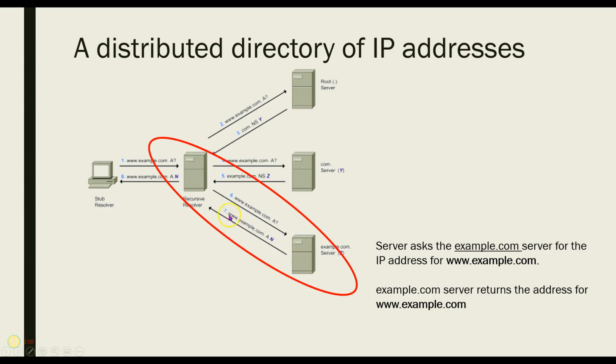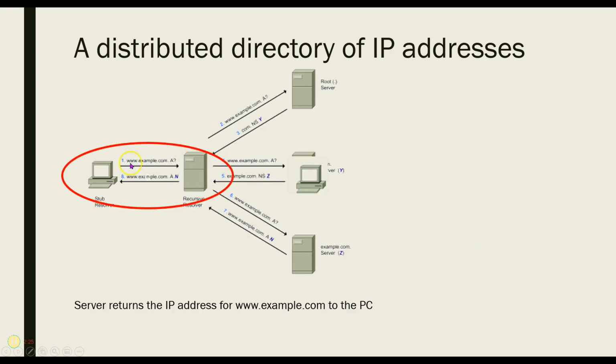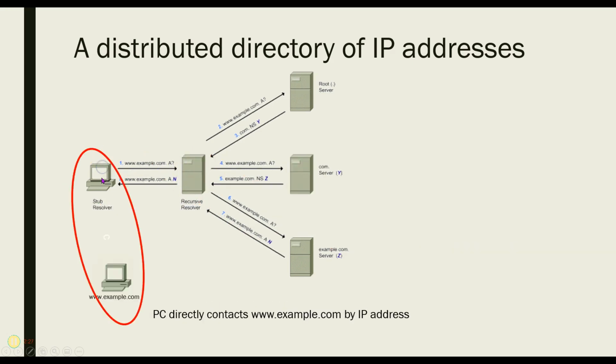Well, this www is actually the name of a machine. It's actually the name of the server, and example.com sends back the IP address for www.example.com. This is, in effect, the local phone book, so to speak. And it sends that back to the DNS server here, and the DNS server in turn sends that back to the computer, and now the computer can directly go out to www.example.com. That's how the DNS system works.